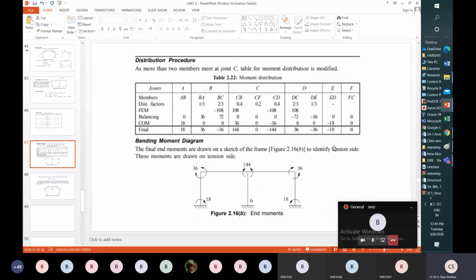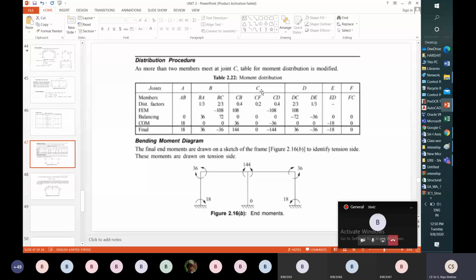The only thing is, the concept is we need to first calculate the unbalanced moment. How to calculate the unbalanced moment? Sigma MC must be 0. If the sum is equal to 0, then it is balanced, satisfying the joint equilibrium equation. Otherwise, the amount of moment required to balance that joint, we need to transfer to the members meeting at the joint.